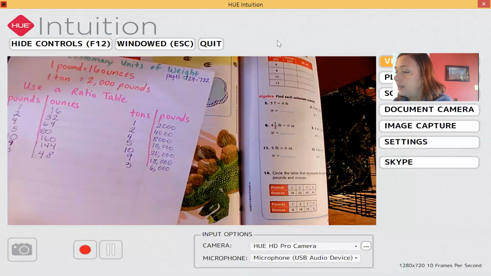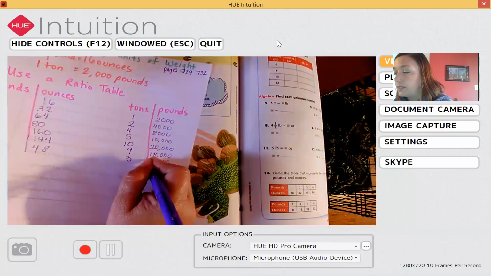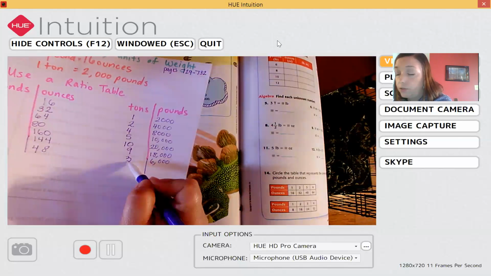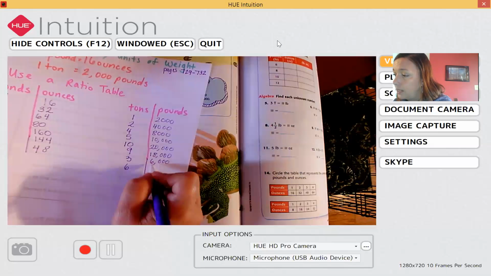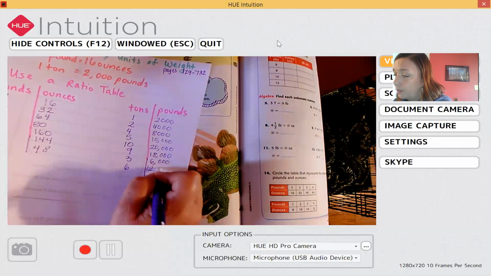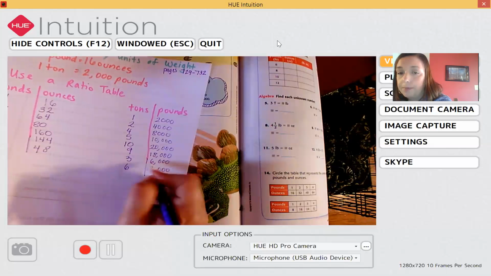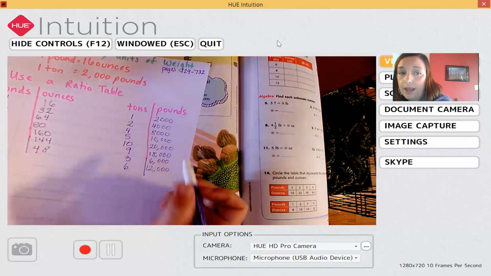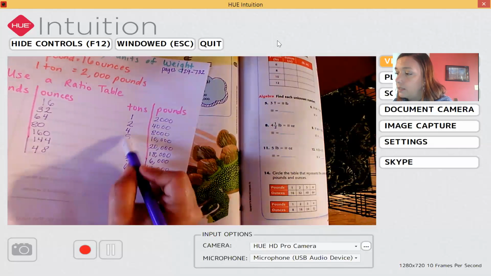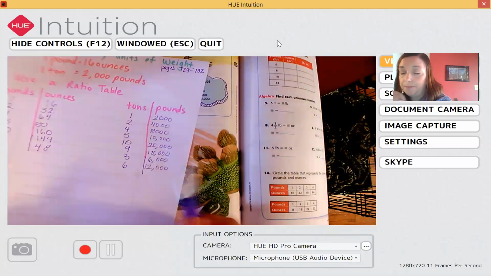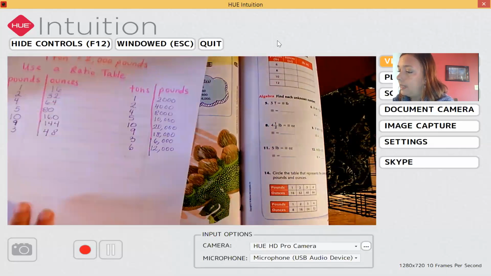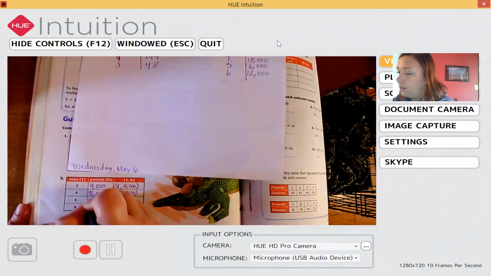So when I make 6, there's a couple of strategies I can use. I know that 6 is double of 3. So if I double the tons, I double the pounds, that's 12,000. 3 was 6,000, so I double it to make 12,000. I could also say 5 tons plus 1 more ton, so 10,000 plus 2,000, still 12,000. Okay, so 6 tons gives me 12,000 pounds, so I go 6 and 12,000.